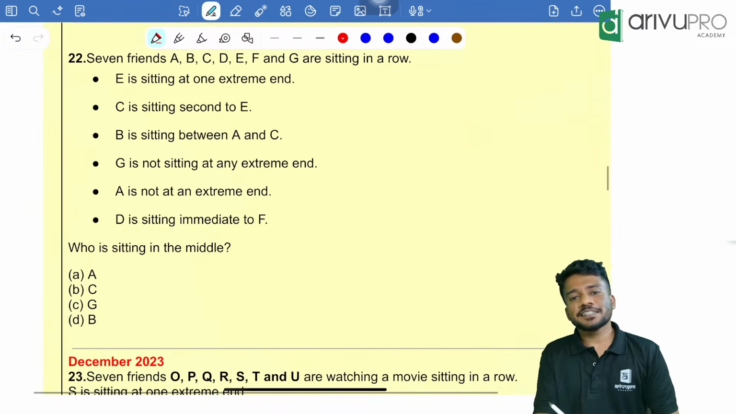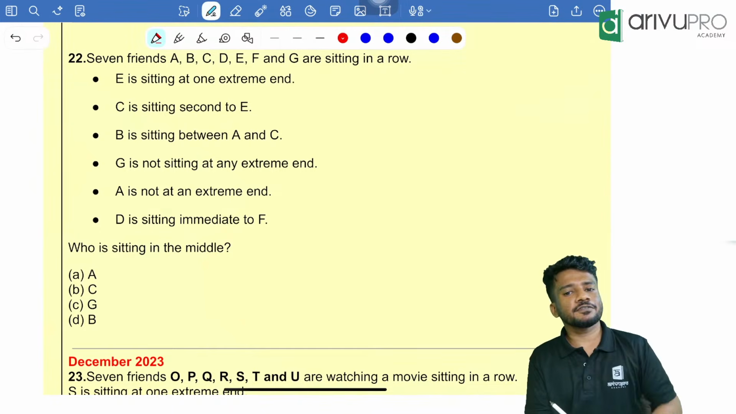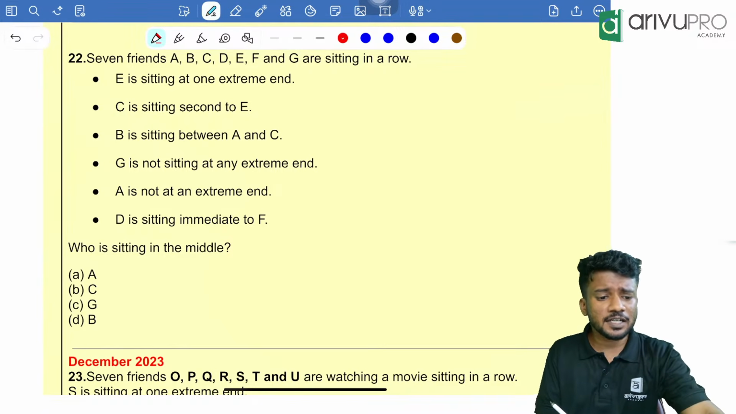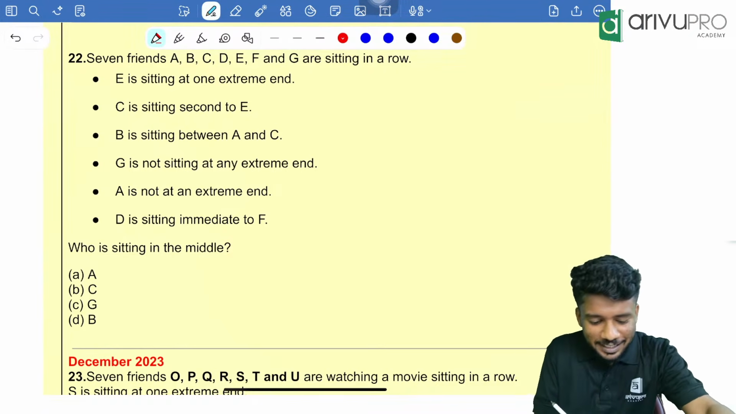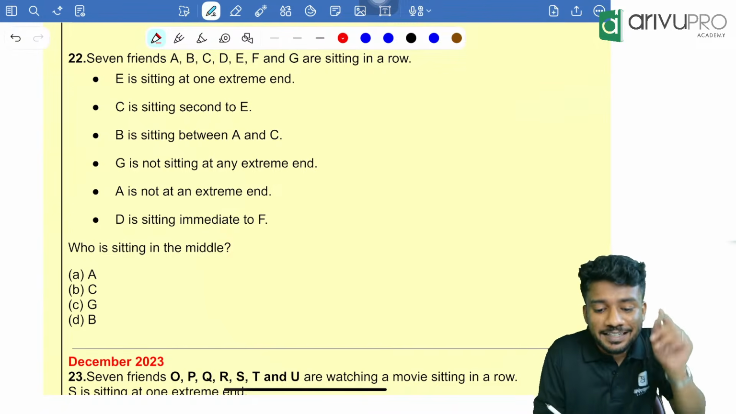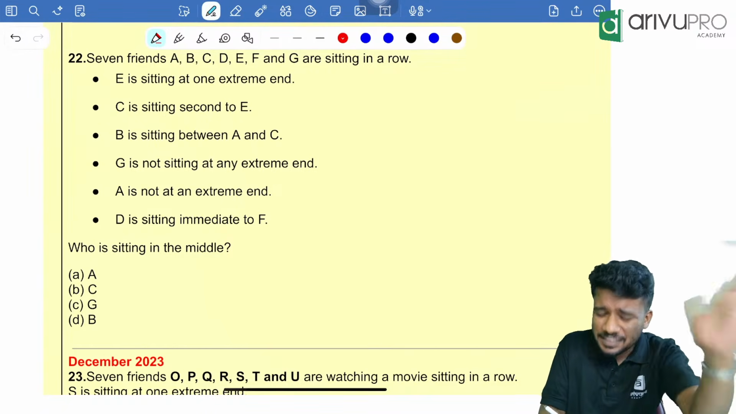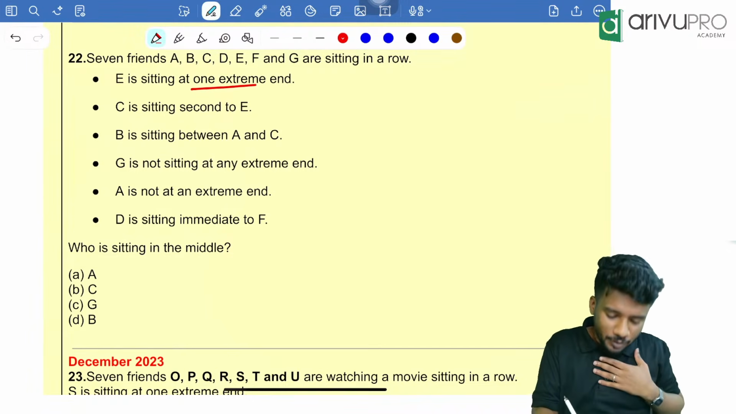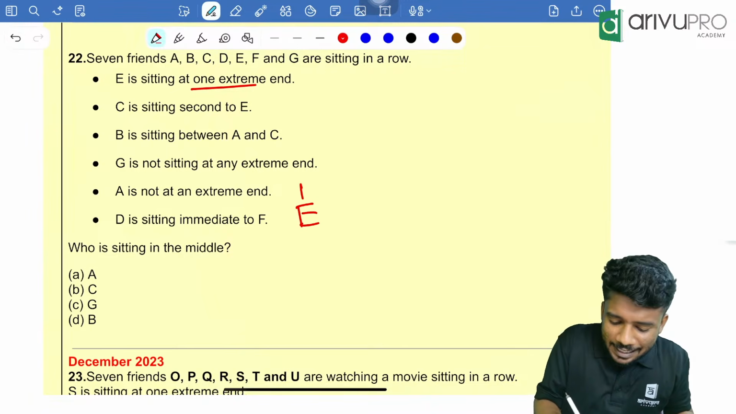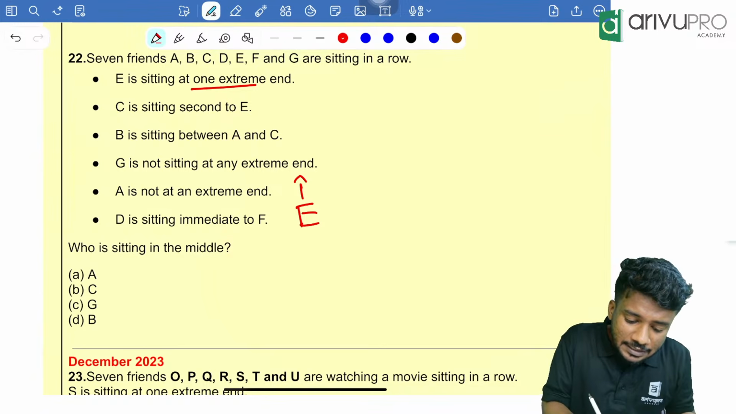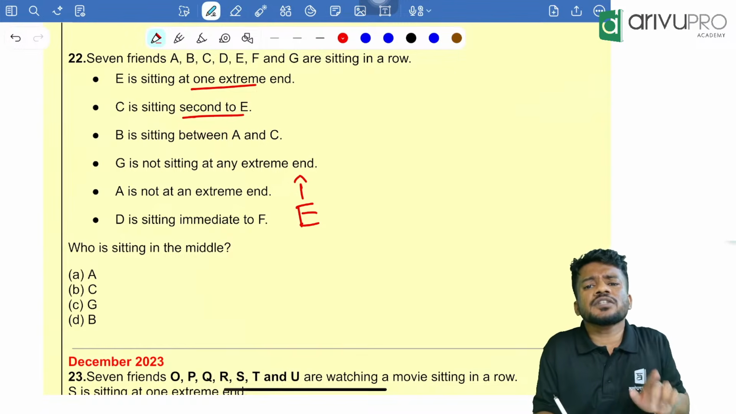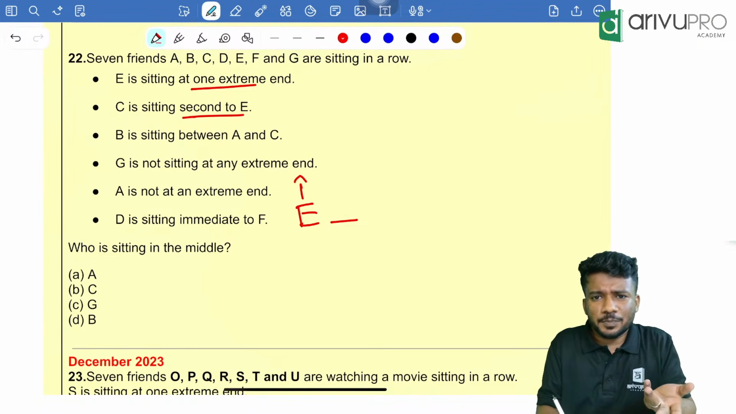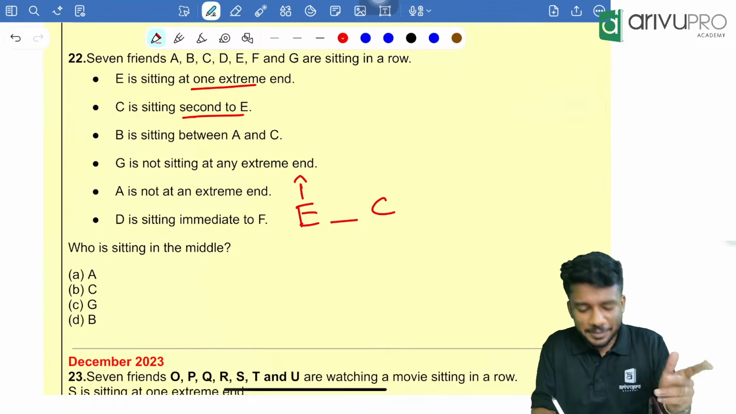7 friends A, B, C, D, E, F, G are sitting in a row. Which direction will they look towards? You tell me. They will always look towards the north direction until and unless it is mentioned that they are looking towards south or east. Now here, E is sitting at one extreme end. Okay, I am taking that E is sitting at the left extreme end. C is second to E. Second to E means second to the right, here only right is possible. So I am writing C is second to the right of E.